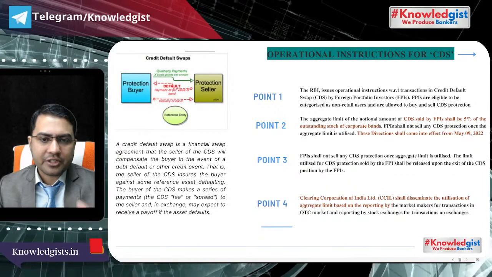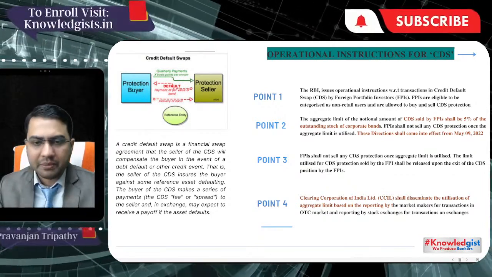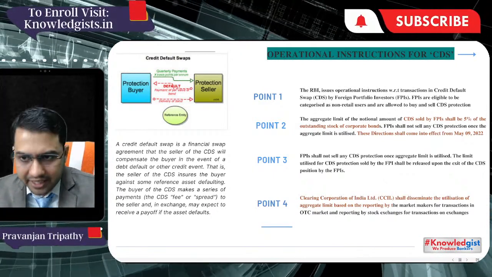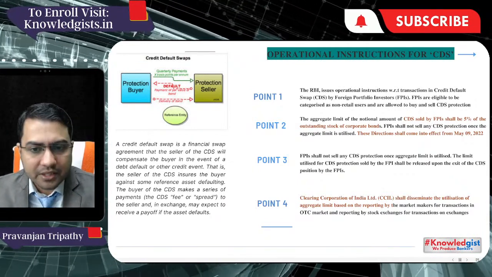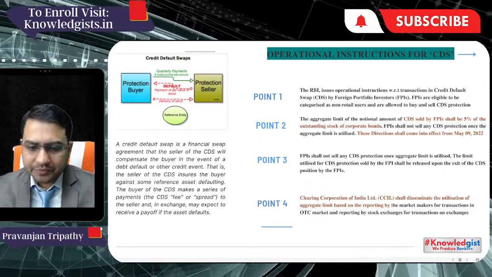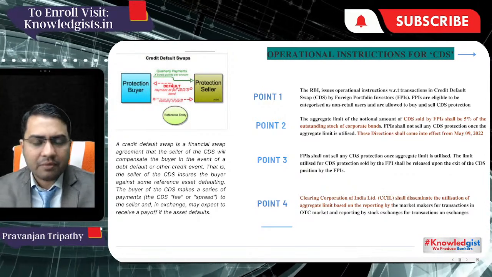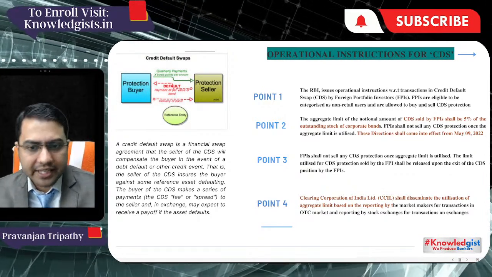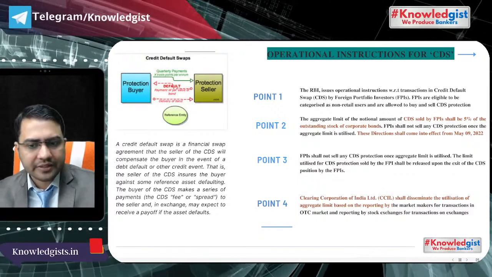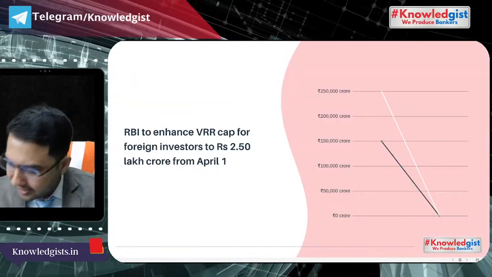First point is clear: CDS. What is CDS? I have made you understand. Now FPIs are allowed to invest in CDS. They will be treated as non-retail users. They can both buy and sell. FPIs shall not sell more than 5% of the outstanding stock of the corporate bonds. And who is responsible for disseminating the data of how much FPIs are selling or buying CDS? No one but CCIL, Clearing Corporation of India Limited. Now it is clear. Let's move to the next slide.